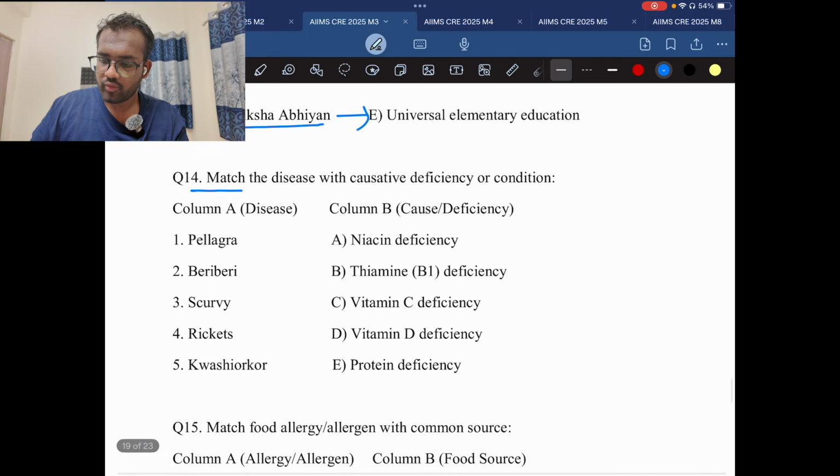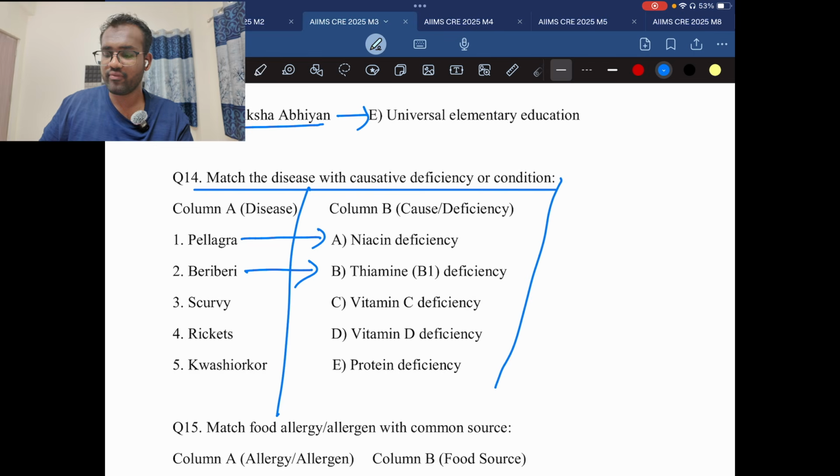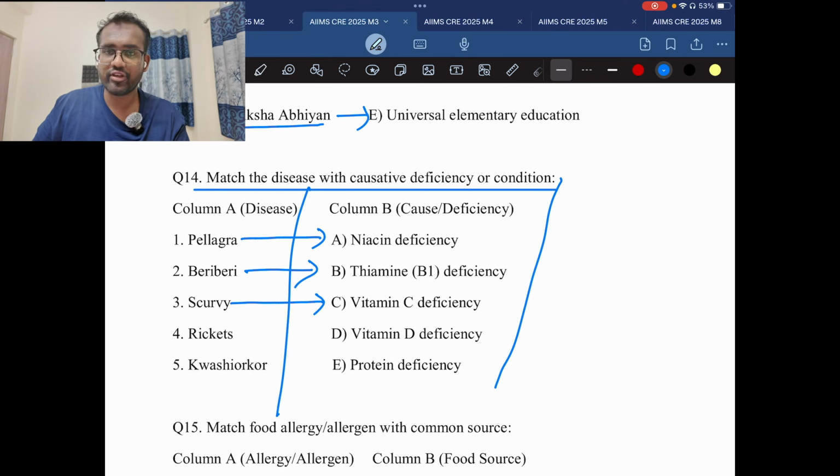And question number 14, match diseases with causative deficiency or condition. They have given the diseases and the causes or deficiencies. Pellagra is very easy. I have talked about it multiple times because it is very important. A pellagra question can be asked. Pellagra is related to niacin deficiency. Beriberi is related to thiamine deficiency. If there is thiamine deficiency, then the disease condition is called beriberi. And scurvy is related to vitamin C deficiency. Scurvy is nothing but bleeding gums.